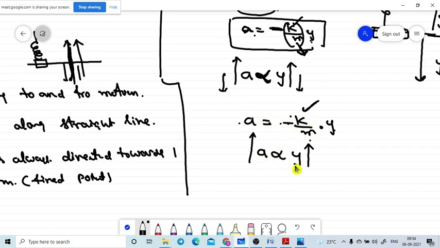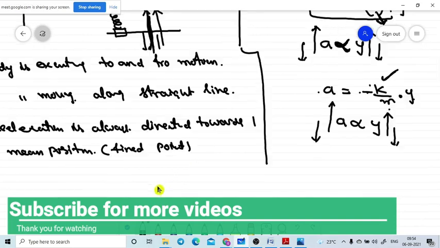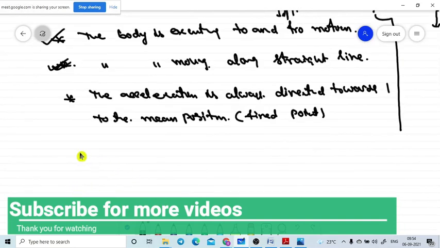If Y decreases, then A will also decrease. What does it mean? The acceleration which is produced in the body is directly proportional to the displacement of the body from the mean position. Is it correct or in our conclusion? Yes, sir. Then let me write that also here. What are the conclusions we observed? We are writing here. So let me write the third point.